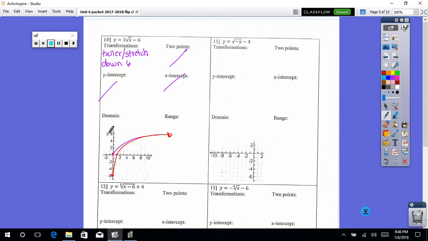Okay, my domain, farthest left value is 0 on the x, farthest right value is infinity. Range is bottom to top, the lowest I get is negative 6, and the highest I get is infinity. Remember, your range is always your y's, your domain is always your x's.